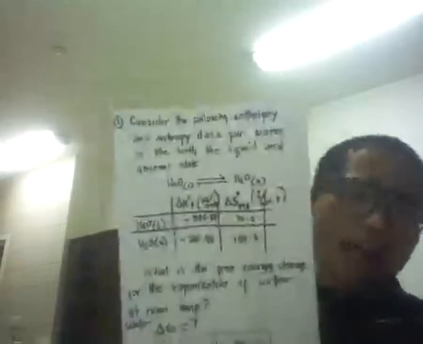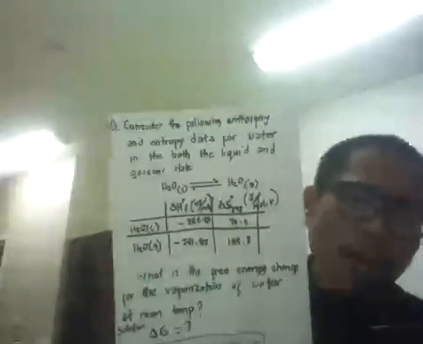Because liquid water, 1 mole of liquid water, is equal to 1 mole of gaseous water. So in a reversible reaction like this, the two arrows represent that. Okay, so substitute now. So let's have this: 1 mole of H2O gas.